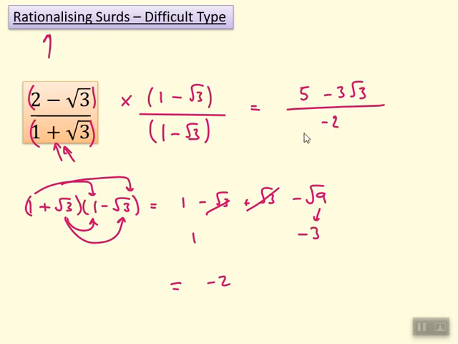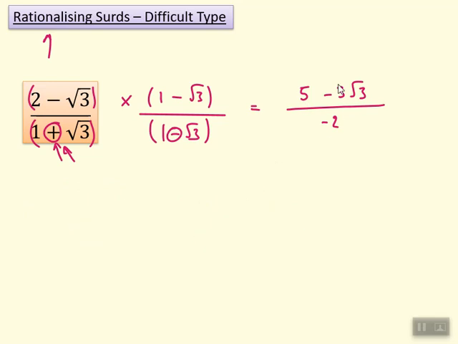You will always get an integer as long as you multiply top and bottom by effectively the same bracket, but you switch that sign to its opposite sign. That's all you literally need to do, and then you will end up with no surds on the bottom. Okay, now that is the answer, or one version of the answer, but just to clean it up a bit, I mean, that is acceptable. I'm just going to times top and bottom by negative 1, so I'm just going to switch the signs around.